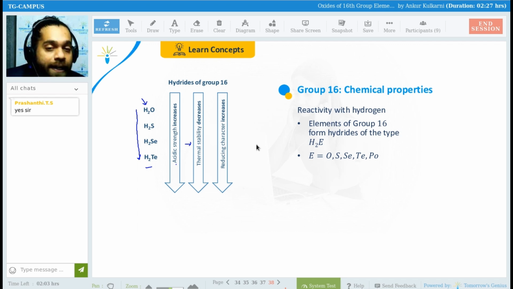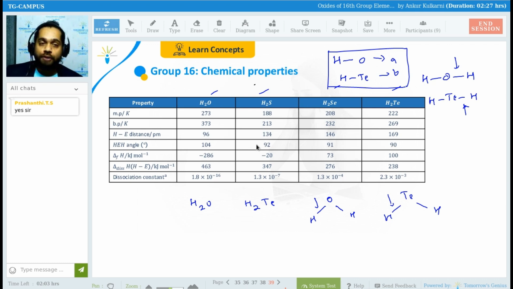Is it clear? Reducing character increases because it is giving H, obviously. So it gives H more easily. Reducing character increases. Simple as that. I hope it is clear. Can we go ahead? So bond distance, bond angle, everything is fine.